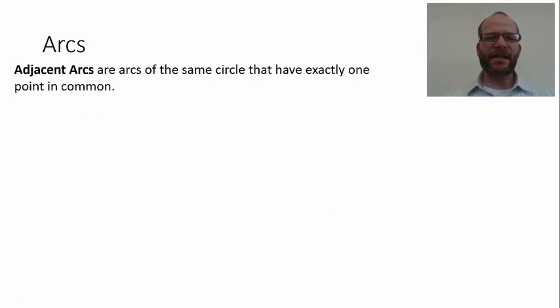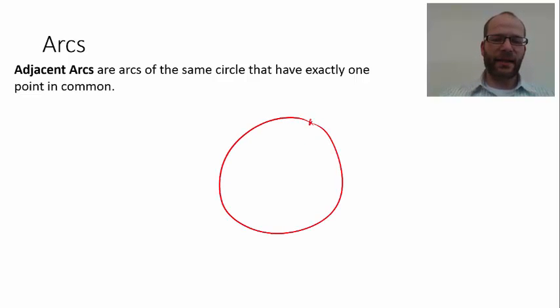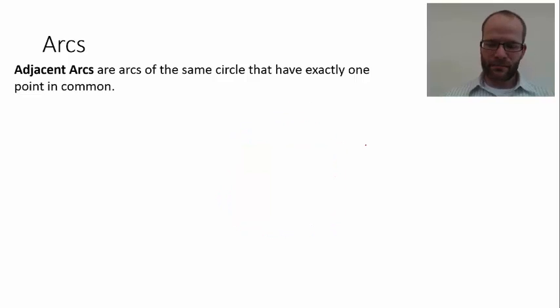Next, we need to talk about adjacent arcs. Adjacent arcs are arcs of the same circle that have exactly 1 point in common. So if I'm dealing with one arc here and another arc from that same point in the other direction, then those are adjacent arcs.